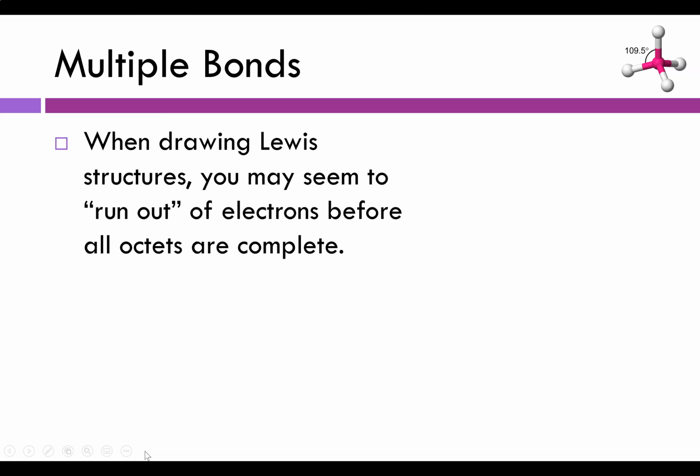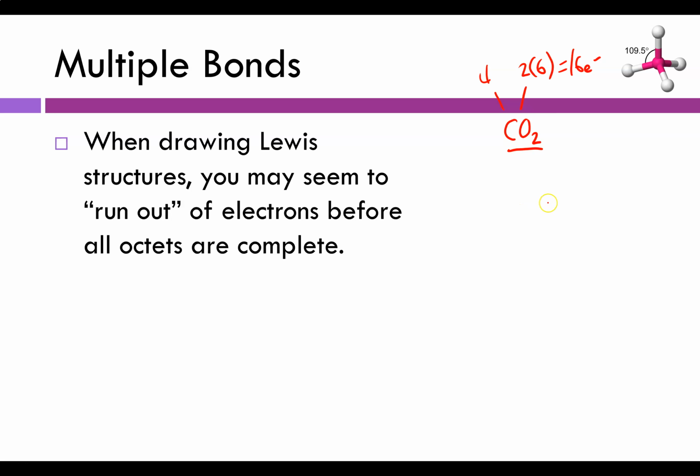Sometimes when you're drawing a Lewis structure, it's going to feel like you've run out of electrons before all the octets are complete. And in your notes, talk about CO2. So let's see what we have going on here from a valence electron perspective. I've got 4 from carbon, and I've got 2 times 6 valence electrons for each oxygen. So that gives me 16 total electrons to work with.